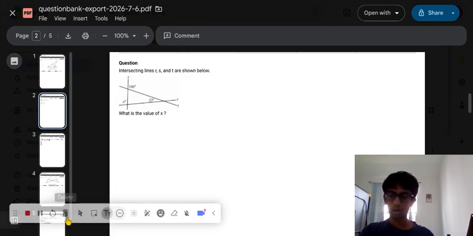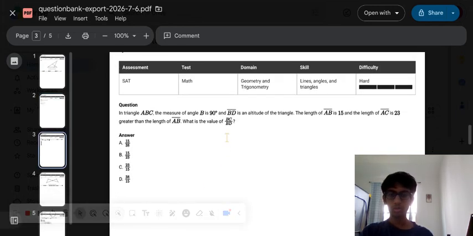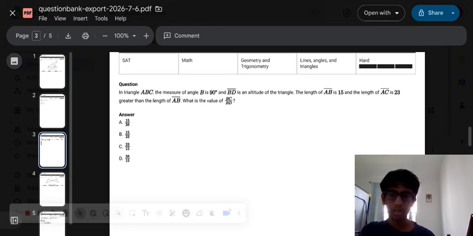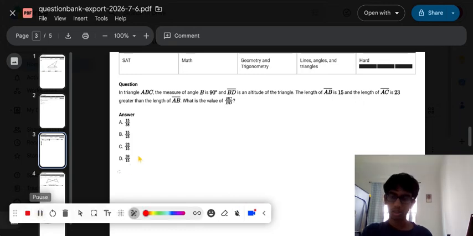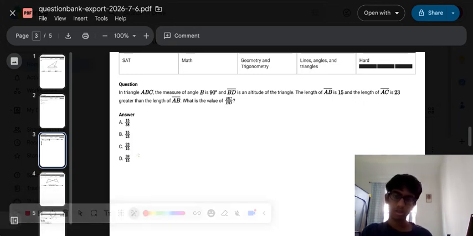Moving on to a third problem, it states that in triangle ABC, the measure of angle B is 90 degrees, and BD is an altitude of the triangle. The length of AB is 15, and the length of AC is 23 greater than the length of AB. What is the value of BC over BD? So this one states that angle B is 90 and BD is the altitude of the triangle.